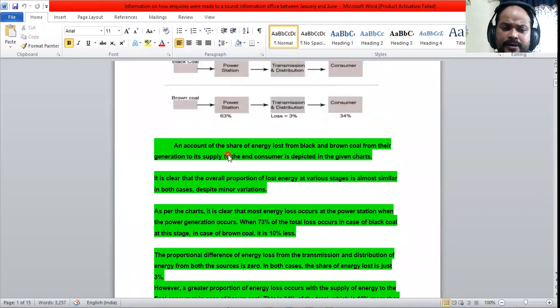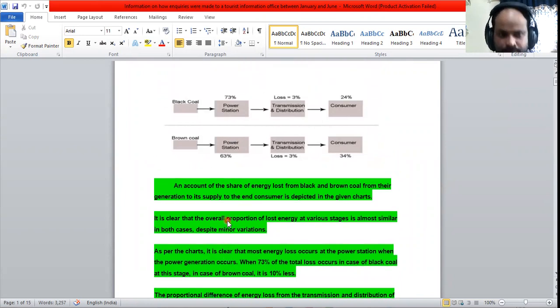Now, when I look at the next area, as per the charts, it's clear that most energy loss occurs. It's used in the present tense because it is a process diagram. So the energy is generated, it is transmitted and supplied, and it reaches the end customer.